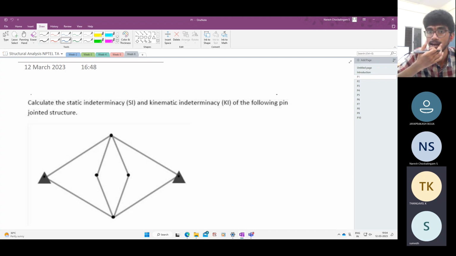Plus 3 minus the number of reactions generated due to internal hinges or something like that. Yeah, that should also be fine. I think so.